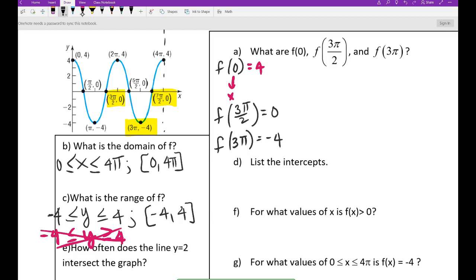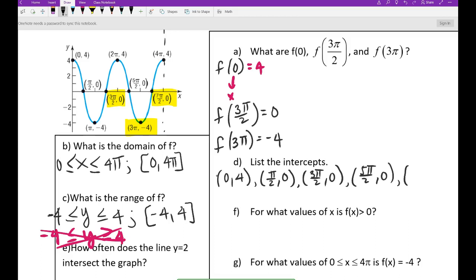Here we go. 0, 4, beautiful. Pi over 2, 0, great. 3 pi over 2, 0, beautiful. 5 pi over 2, 0, and one more. Beautiful, okay. How would you know which one's the x-intercept and which one's the y-intercept? What do you look at? X-intercept is when y is 0, and y-intercept is when x is 0. Very good. Okay, that was D.